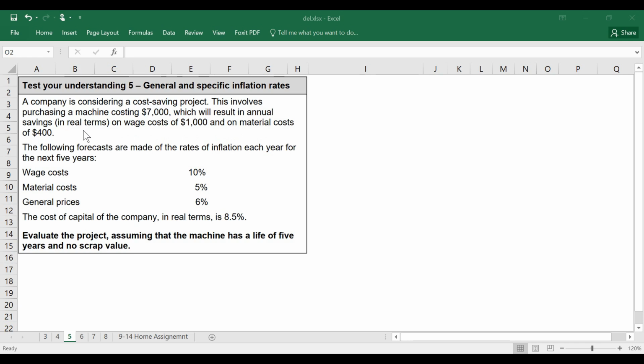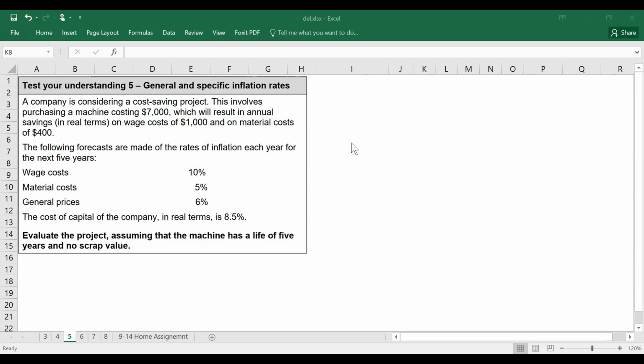which will result in annual savings in real terms. Okay, so these cash flows are real cash flows on which we are saving $1,000 on wages, and on material we are saving $400 in real terms. The following forecasts are made for the rate of inflation each year for the next 5 years. Wage cost 10%. Now you can see these inflations are specific inflations. For the wage cost, it is expected that these wage costs will increase by 10% inflation per annum. Okay, and the inflation for material cost is 5%, while the general price inflation is expected to be 6%. The cost of capital of the company in real terms is 8.5%, so it is our real discount rate, right?